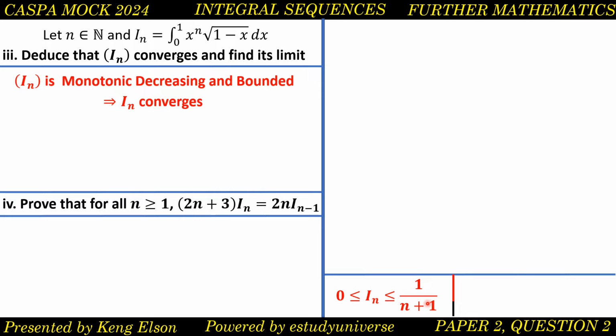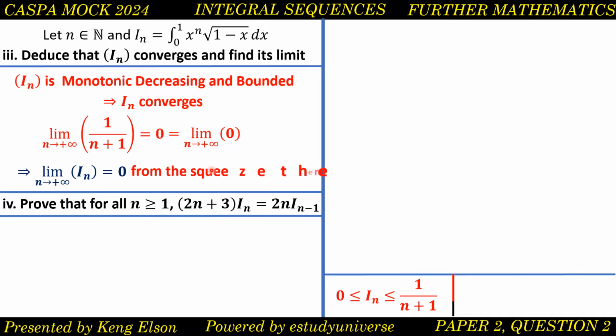And remember that the limit of a sequence is a limit at plus infinity. So let's begin. The limit as n tends to plus infinity of 1 over n plus 1 is 0, because the denominator will be very big, so its reciprocal will be very small. Now the limit of 0 is also 0. It therefore means that from the squeeze or the sandwich theorem, the limit of the sequence I_n is equal to 0.